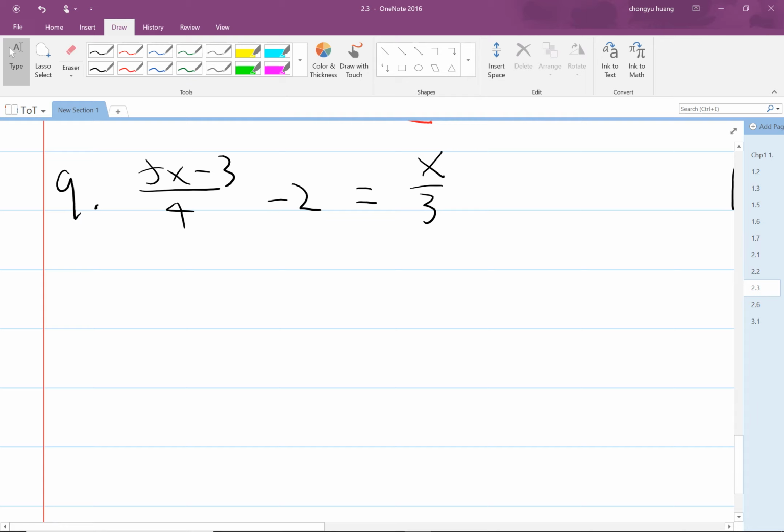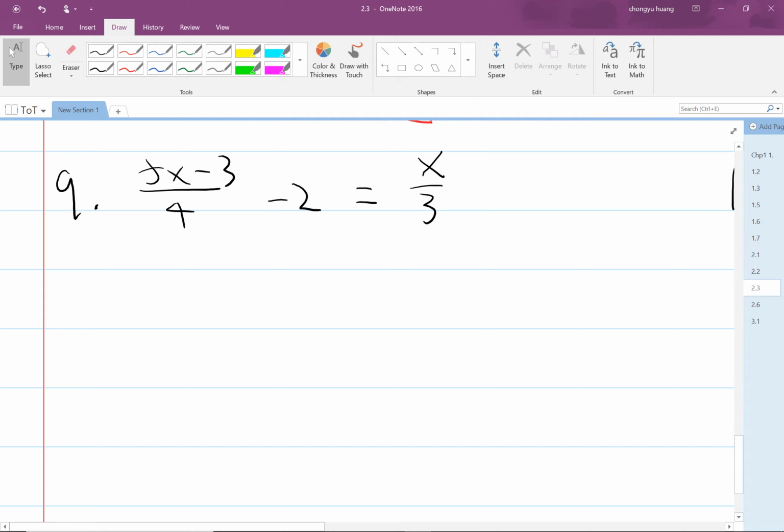Okay, so for question 9 we have (5x minus 3) over 4 minus 2 equal to x over 3, right? So you might be thinking, how are we actually going to solve this problem? Because it's different from the other problems we have done before, right? So let me give you some idea of how we solve those kinds of problems.